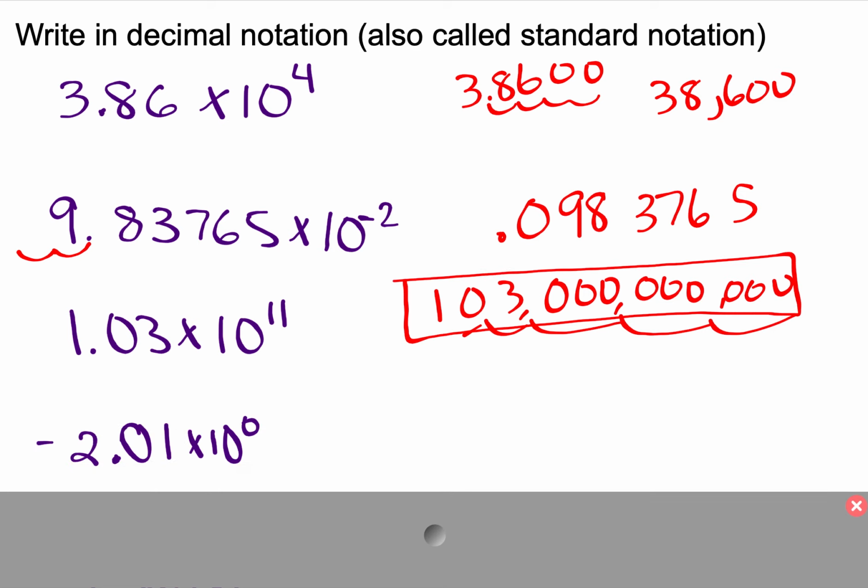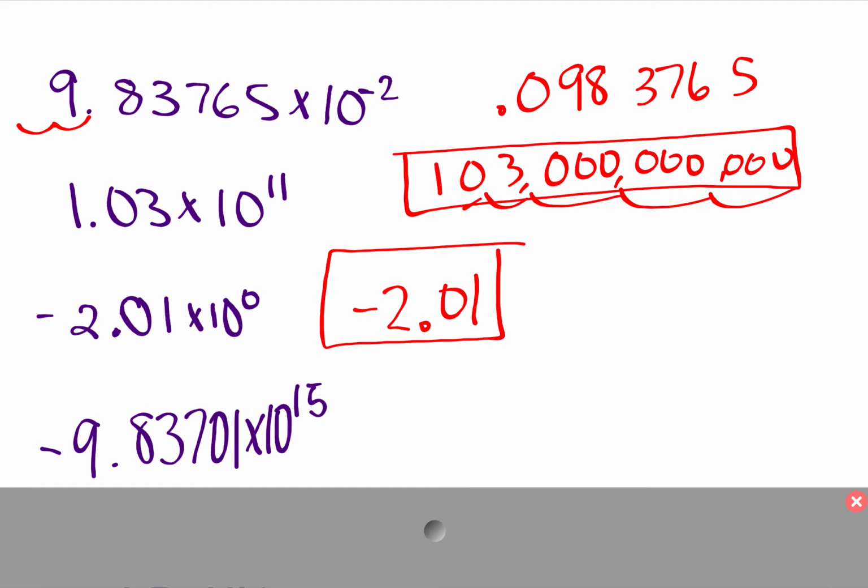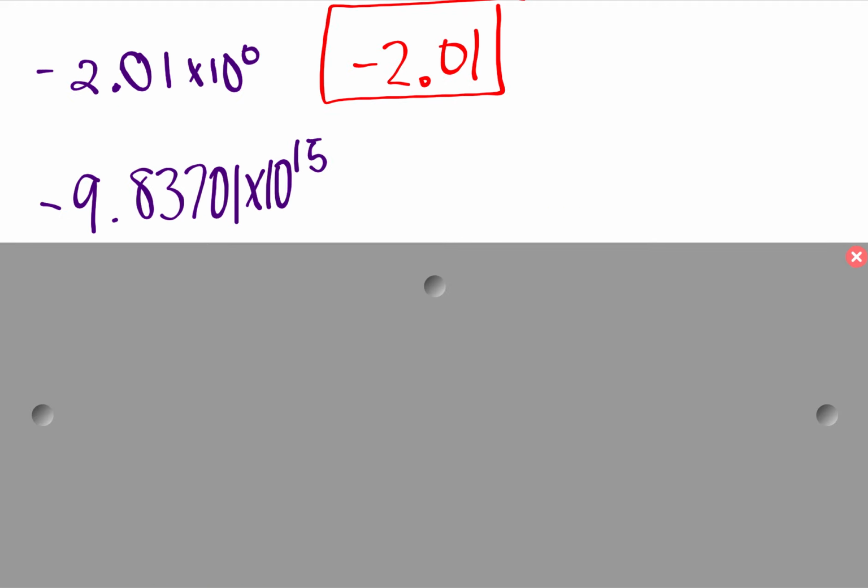Next example, negative 2.01 times 10 to the 0. Since the exponent's 0, I will move the decimal 0 places. It stays exactly where it is. This is just negative 2.01.